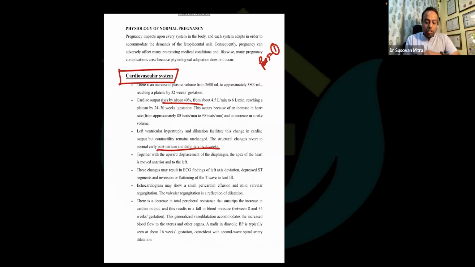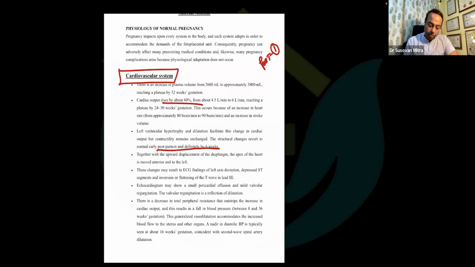Now, next, because of upward displacement of the diaphragm, the apex of the heart is moved a little towards the left. And that is why you will see some ST depression changes and T wave inversion in lead 3. And also there will be left axis deviation. A very important point, please note it down. These are the common physiological findings in ECG in pregnancy. So if you see this in a real clinical scenario, it is not pathological. You have to correlate clinically at that point of time.